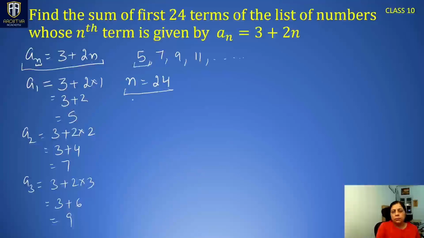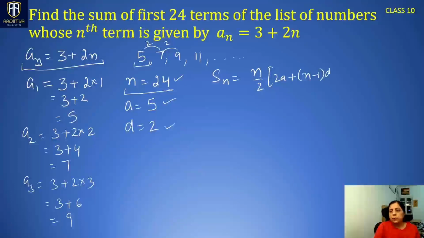Now look at this sequence. First term is 5 and common difference here is 7 minus 5 is 2. This is 2. We have got a and d, so we can find any number of terms. And if we know the value of n, we can find sum also. So here you have to find Sn. Formula of Sn is n by 2 times 2a plus n minus 1 d.